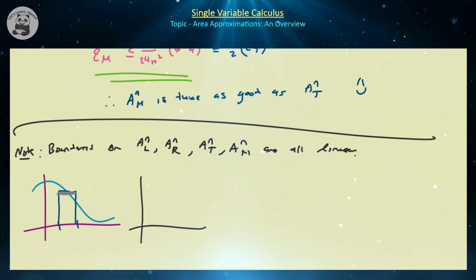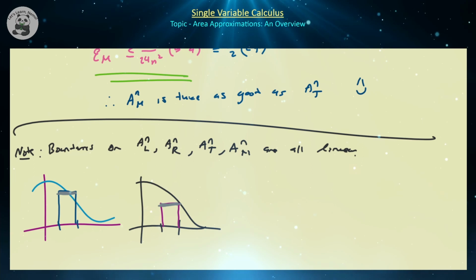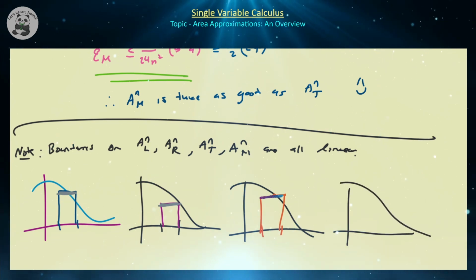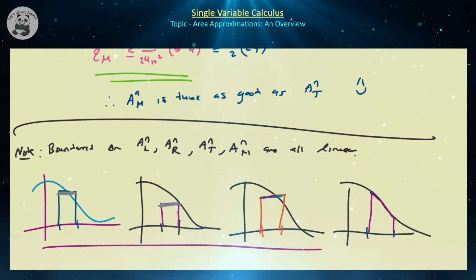If we look at, for example, right endpoint rectangles, the upper boundary is also a constant function. If we look at midpoint rectangles, the boundary also is a constant function, which is a special case of linear. And if we look at trapezoidal approximations, the boundary again is linear. Right? So these are three constant linear functions, and this is not necessarily a constant linear function, but in this particular graph, it's a decreasing linear function.